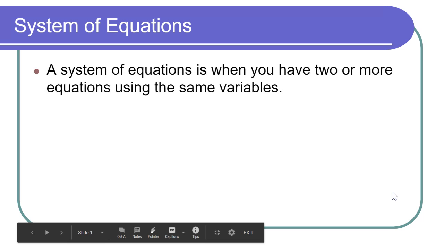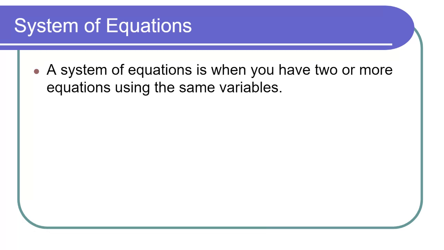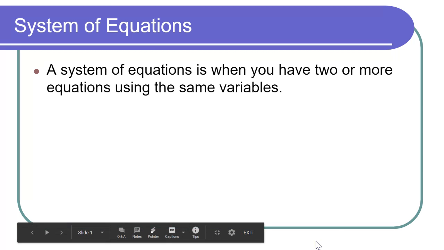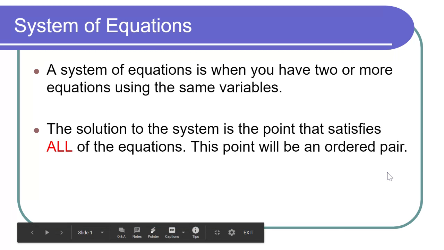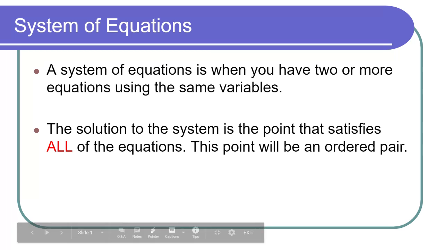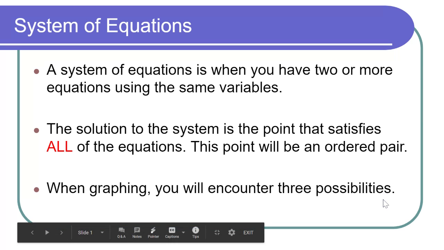A system of equations is when you have two or more equations using the same variables. The solution to the system is the point that satisfies all of the equations. This point will be an ordered pair.